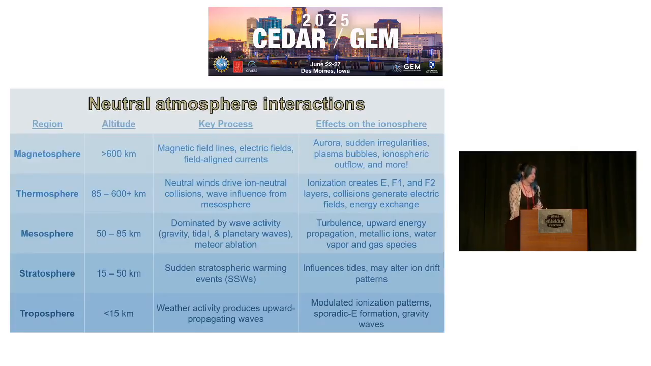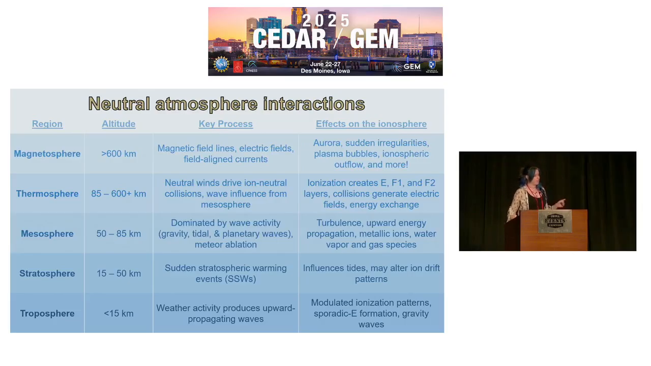Also, for some neutral atmosphere interactions, not an expert, but I still wanted to put these in there as they're pretty important. At the bottom, we've got the troposphere where all of our weather is, and we've got weather activity and upward propagating waves that lead to some interesting ionization patterns upward in the formation of sporadic E. Similarly in the stratosphere, but we've also got these specific things called sudden stratospheric warming events that influence the tides and ion drift patterns above.